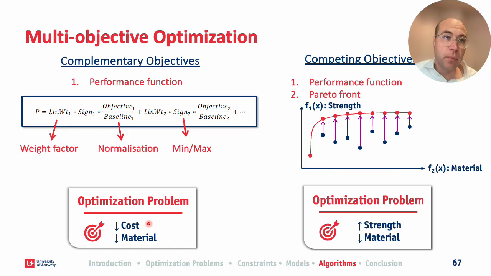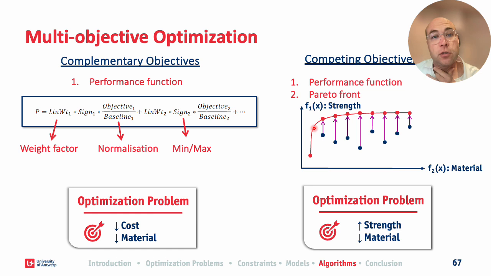Sometimes you want to optimize complementary objectives, cost and material minimization. You can put them in a performance function, which is the weighted sum of both objectives. But sometimes you have competing objectives, strength and material. The more material you allow, the better the strength can be. You have certain dots that give you the original situation. Thanks to an optimization, you can optimize the strength for a given amount of material.